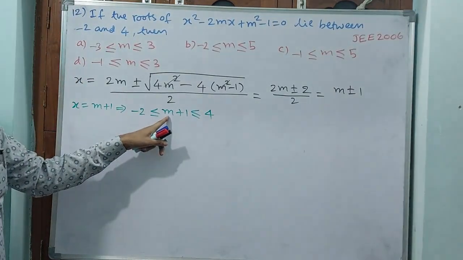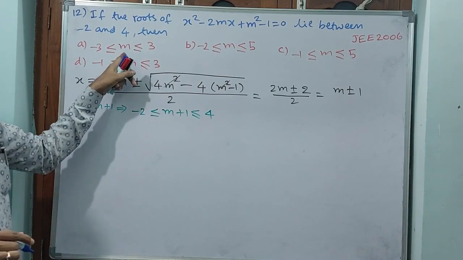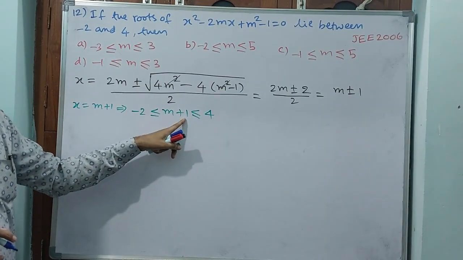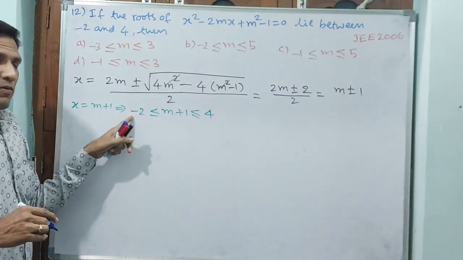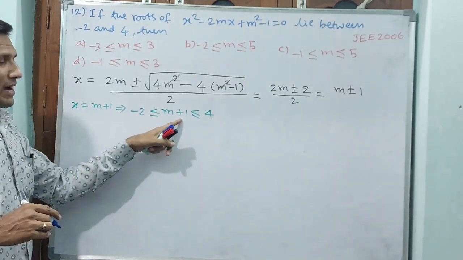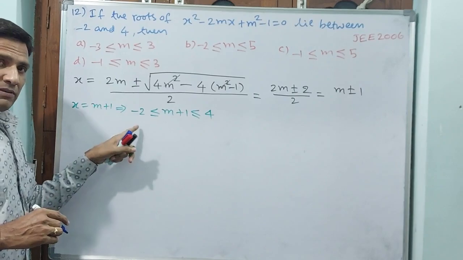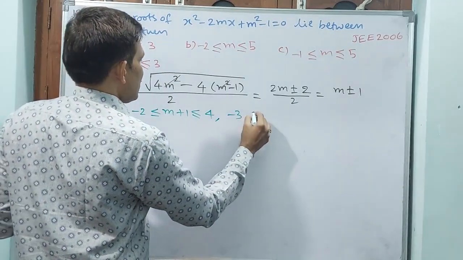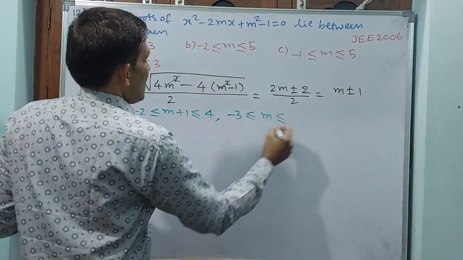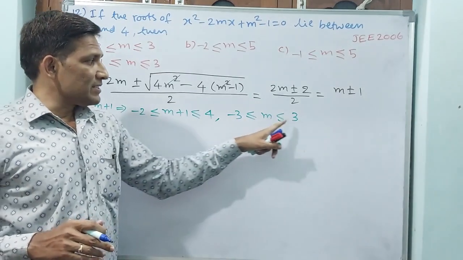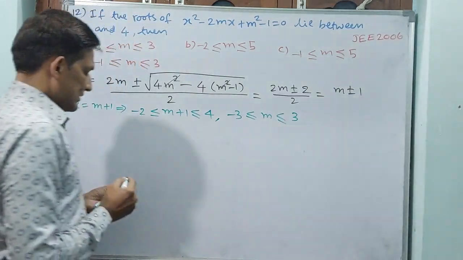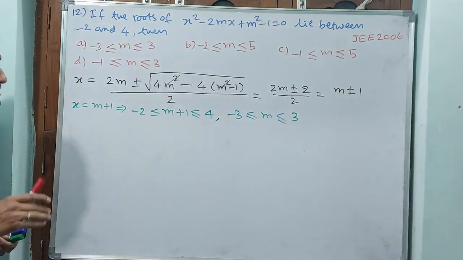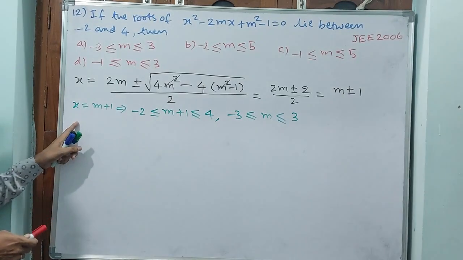See, you want only m value. M value you require. M value require means here plus 1 is there, then you subtract 1. Minus 1 if you apply here, it is going to become m. But here minus 2 minus 1, minus 3. But here 4 minus 1 is going to become 3. That means m value is between minus 3 and 3. Okay, this you keep aside. Let it be. Now go for this one.